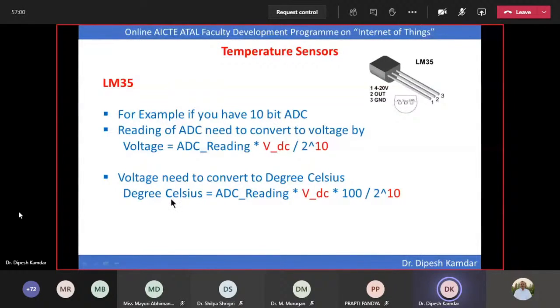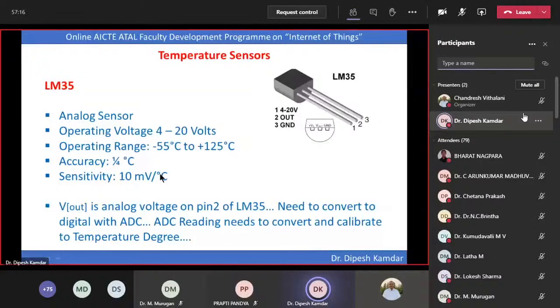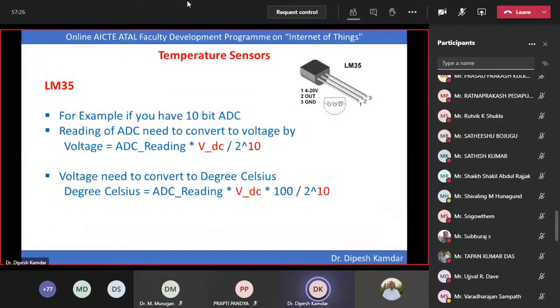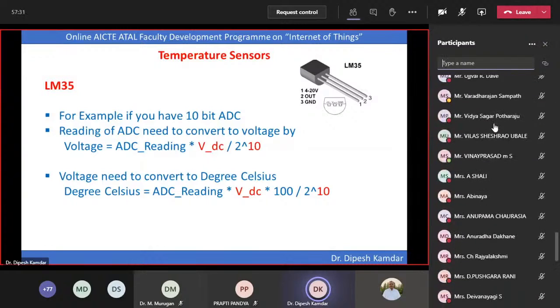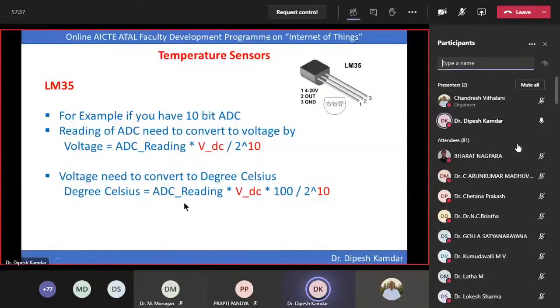And for temperature in degrees Celsius, ADC reading multiplied by VDC, divided by 2 raised to n, then divided by 10 millivolt, so that you can just convert it. It's basically a linear sensor, and it gives 10 millivolt per degree centigrade. So it gives me the output in a calibrated form, where I can just calculate the temperature directly. Otherwise, whatever the relation, we can find that relation from the data sheets of the sensors, and then according to that we need to do the processing, and convert or calibrate.